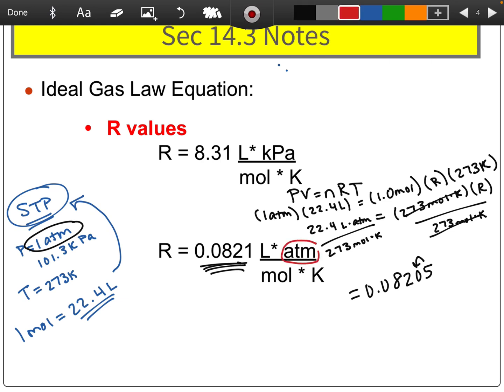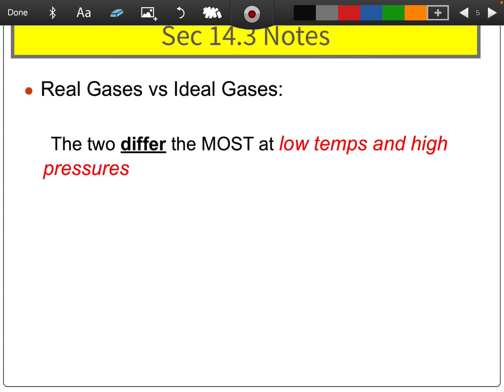So we got this number because our pressure value was in ATM. So again, that's where scientists came up with this R value, by plugging in these standard values. So when you're solving the problem, you are either going to use the ATM value for R or the kPa value for R. So again, I'll show you an example on the next slide that will hopefully make a little more sense.